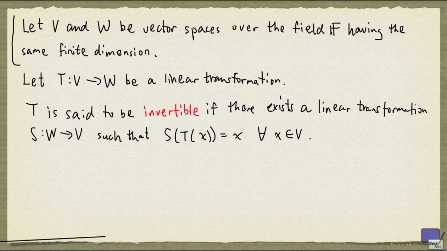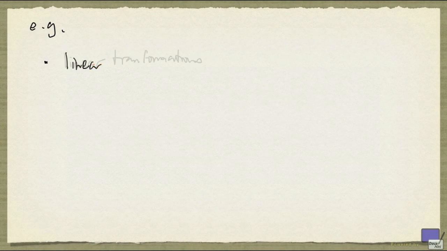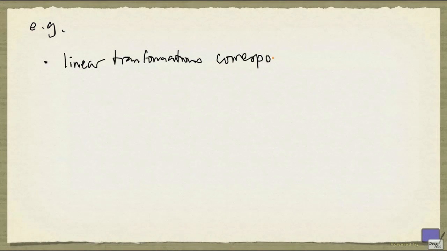Now, under these assumptions, we can actually show that given a linear transformation T, being invertible is equivalent to being bijective. And from the definition of invertibility, it doesn't look like this is a very easy condition to check. But let's look at some examples. First of all, linear transformations corresponding to elementary row operations are invertible.